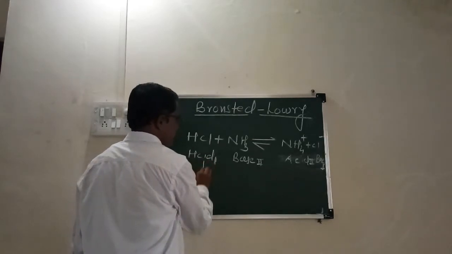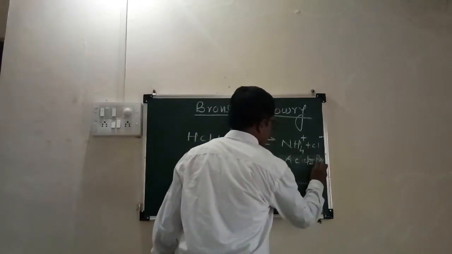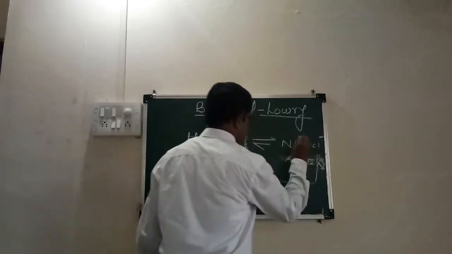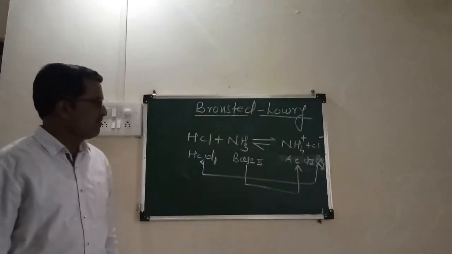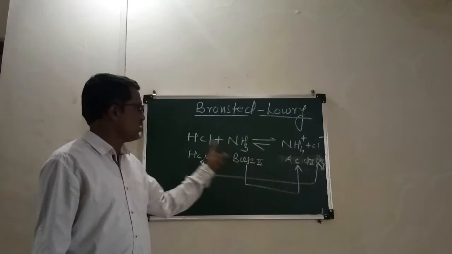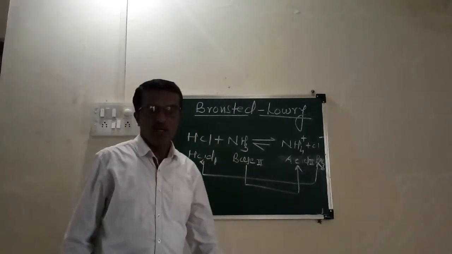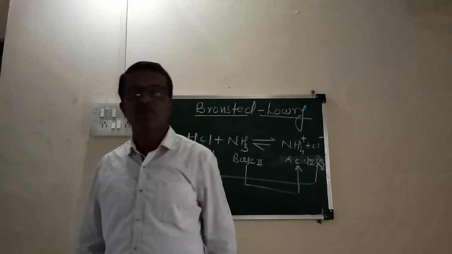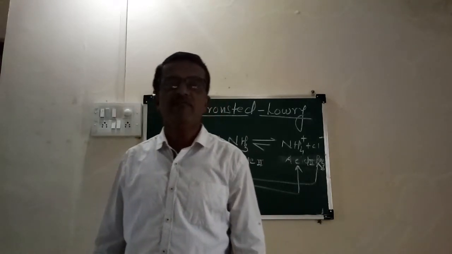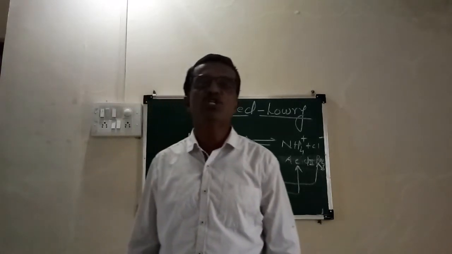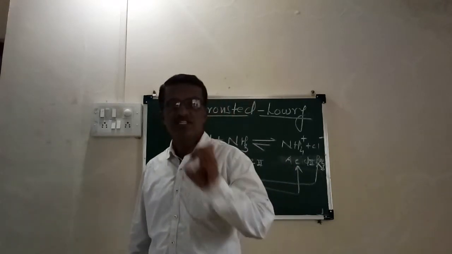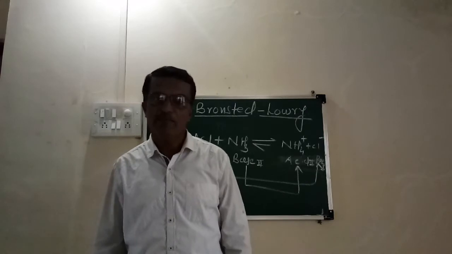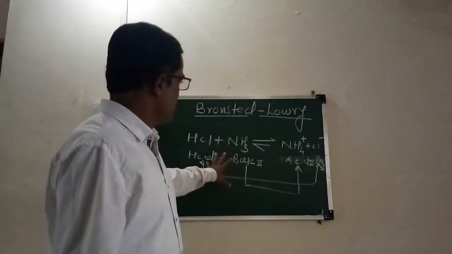Now this acid first and base first, base second and acid second, this is the pair of acid and base which differs from one another by a proton. Such a pair of acid and base which differ from each other by a proton is known as the conjugate acid base pair. A separate question in the board examination can be asked: explain the conjugate acid base pair. Now this is one of the examples.